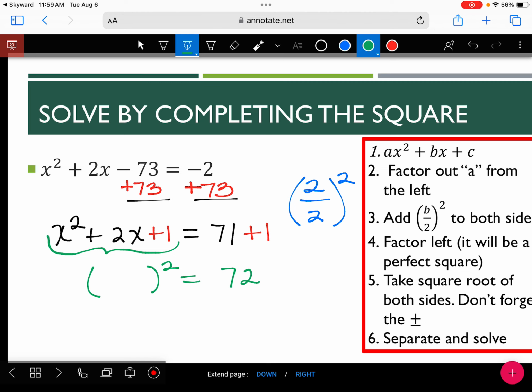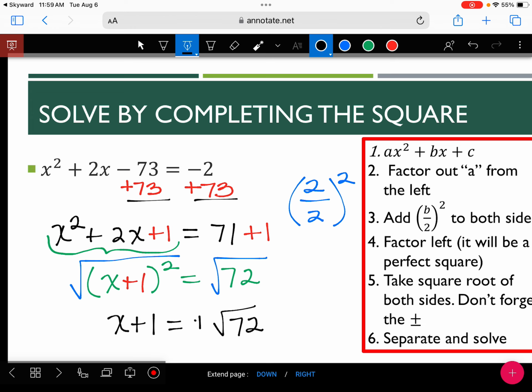And if you haven't realized it yet, it's always going to factor down to x and then whatever half of this number is. So because that's a plus 2, I know I'm going to put a plus 1 here. And that's always going to be the case. So we have (x + 1) squared = 72. So now we're going to take the square root of both sides, which gives you x + 1 = plus or minus the square root of 72.